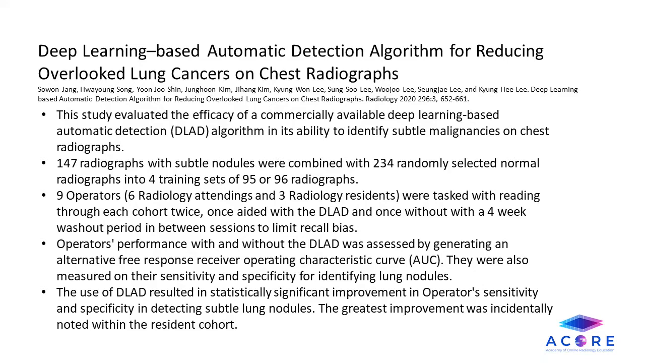Operators' performance with and without the algorithm was assessed by generating an alternative free response receiver operating characteristic curve using commercially available software. Operators were also assessed on their relative sensitivity and specificity, both with and without the aid of the algorithm. The use of the deep learning-based automatic detection algorithm resulted in significantly increased sensitivity and specificity for both chest radiologists and radiology residents. Interestingly, this improved performance was greatest among the radiology residents when compared to the attending radiologists.